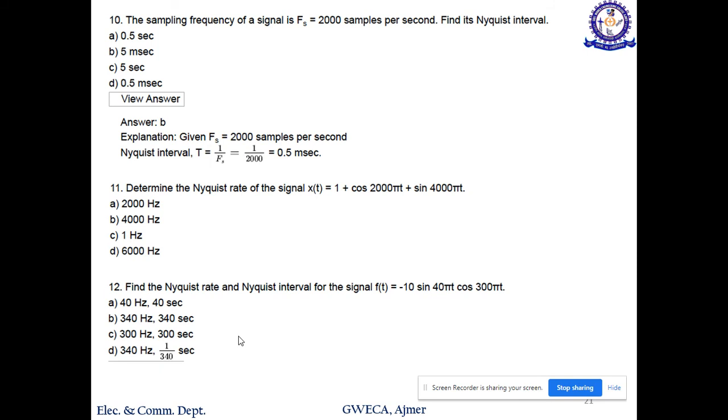Next question. Determine the Nyquist rate of the signal and determine the Nyquist interval for the signal minus 10 sin 400 pi t cos. Now these question numbers 11 and 12 will be performed by you only. You have to find the answers for question numbers 11 and 12 by the next class and post the answer on Google Classroom. It is very important.